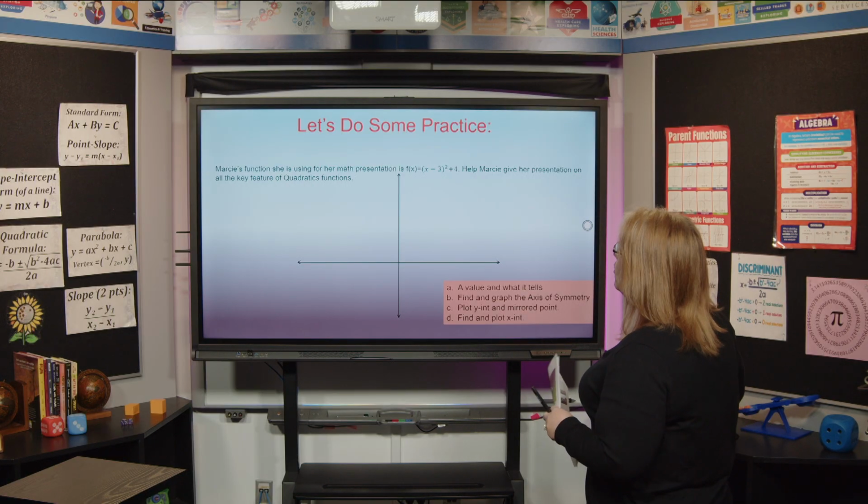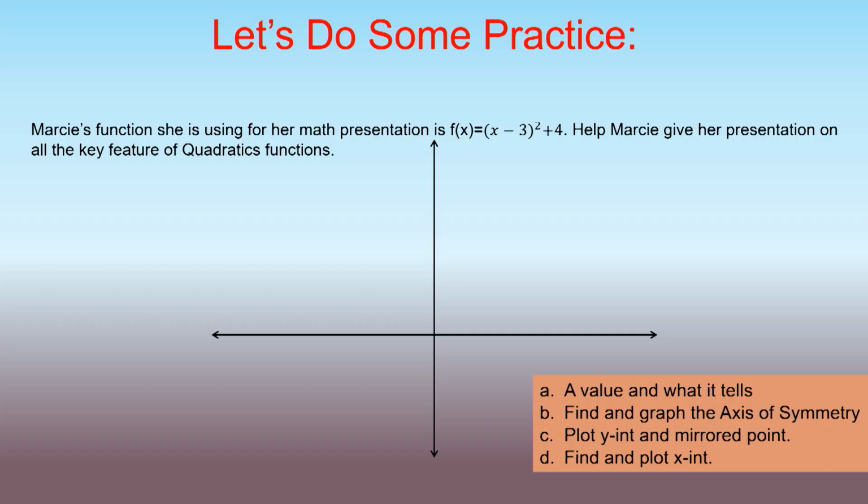It says, let's do some more practice. Marcy's function she is using for her math presentation is f of x equals x minus 3 squared plus 4. Help Marcy give her presentation on all the key features of the quadratic function. So let's look at A through D.